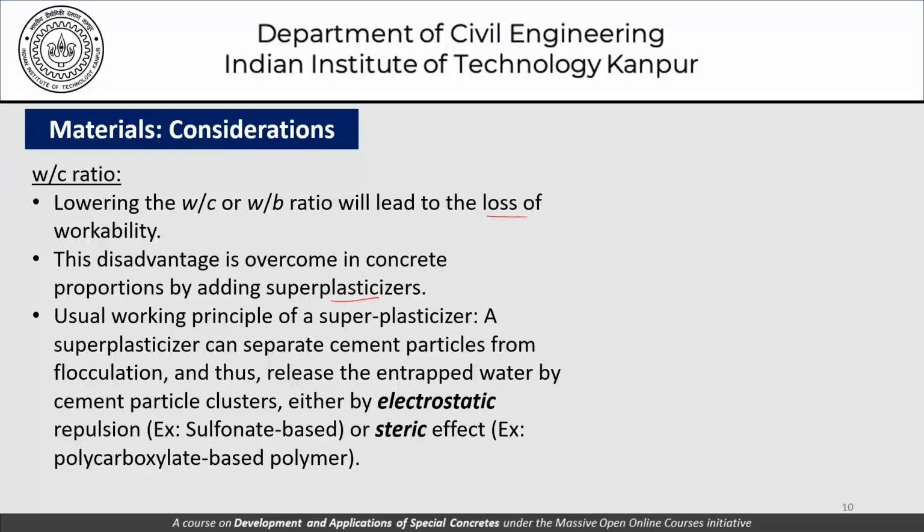Usually the working principle of a superplasticizer, I've already explained to you several times before. A superplasticizer can separate cement particles from flocculation and thus release the entrapped water in the cement particle clusters either by electrostatic separation, which is the mechanism for sulfonate-based plasticizers, or the steric effect. And that is what happens in the case of polycarboxylate-based polymers or chemical admixtures. So this is what goes on as far as water cement ratio and the strategy adopted to be able to achieve lower water cement ratios in concrete.